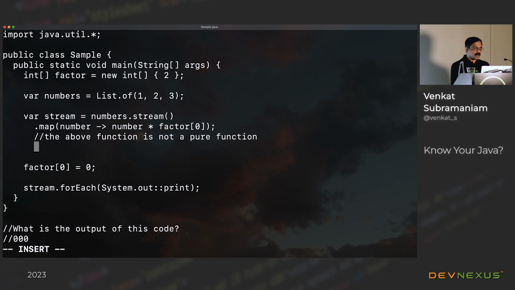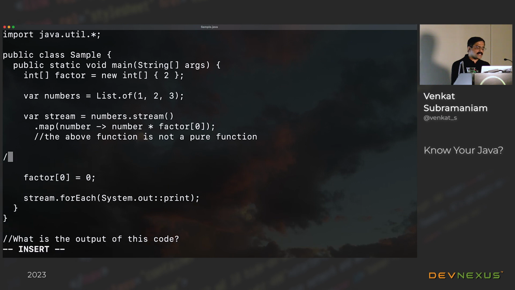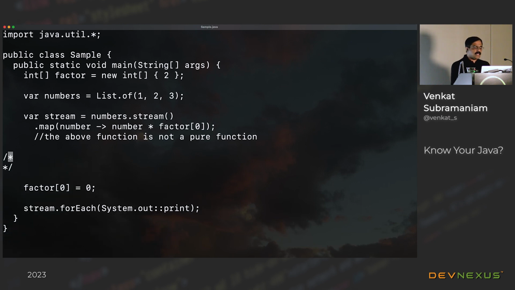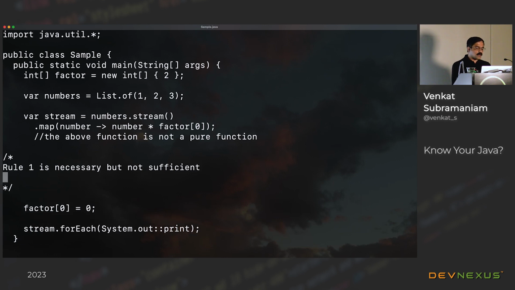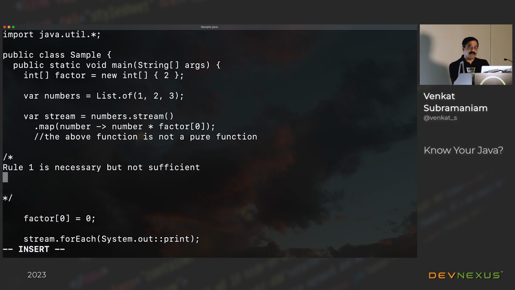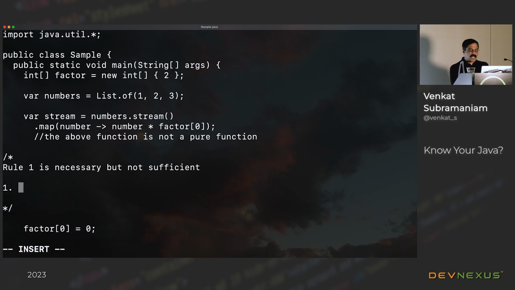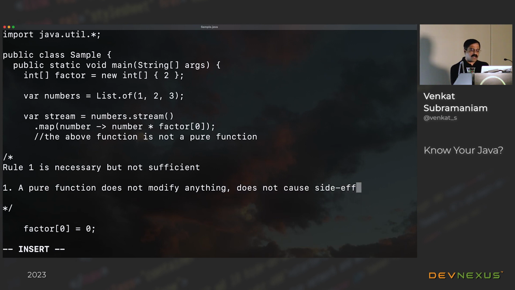So why is that not a pure function? Let's define what a pure function is. And sometimes people are surprised at this definition of pure function, but it's really important. I'm going to say rule 1 is necessary, but not sufficient. So here is my definition of what a pure function is. Well, you can say a pure function is idempotent, it doesn't have side effects, but here's my definition. 1, I would say a pure function does not modify anything, does not cause side effects. So I think we can all agree to that.